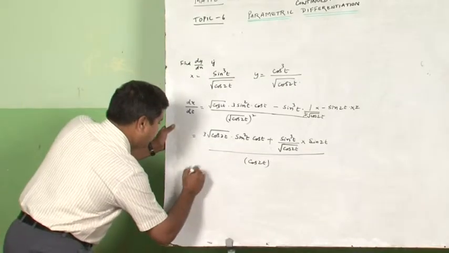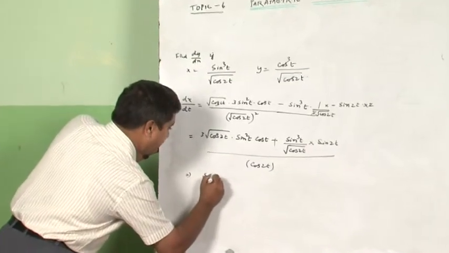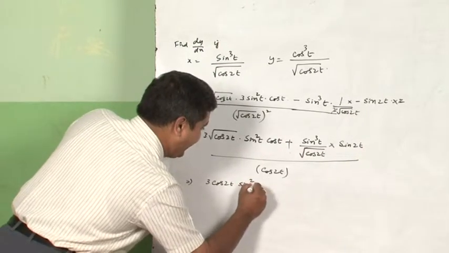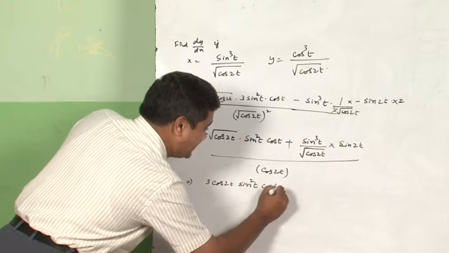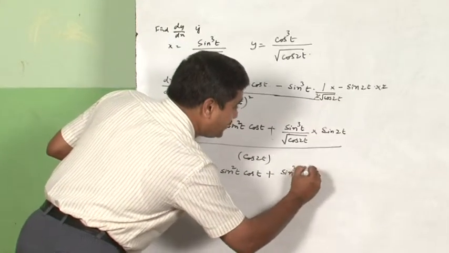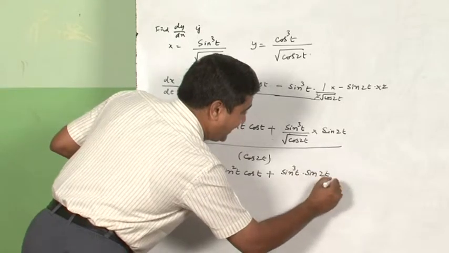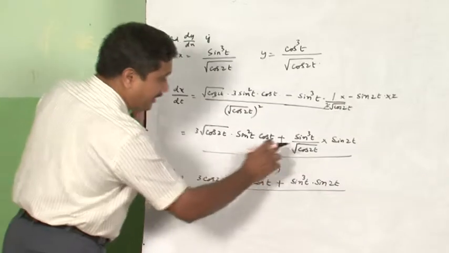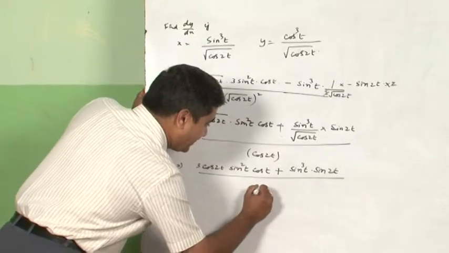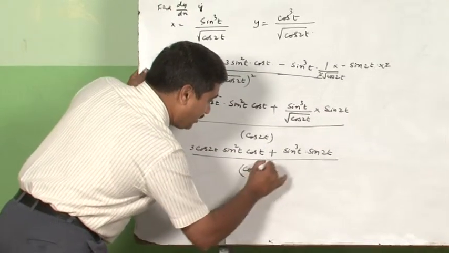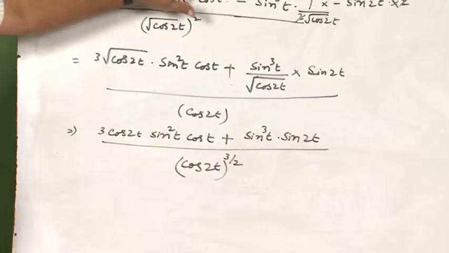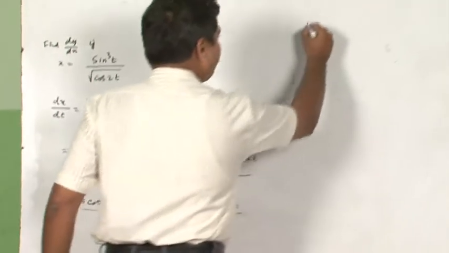Well, now let's go for a simplification. It is going to be 3 cos 2t and sine square t cos t plus sine cube t into sine 2t. Underneath, this is going to multiply with this, resulting in cos 2t to the power of 3 by 2. Now, in a similar fashion, I would be calculating dy by dt as well.